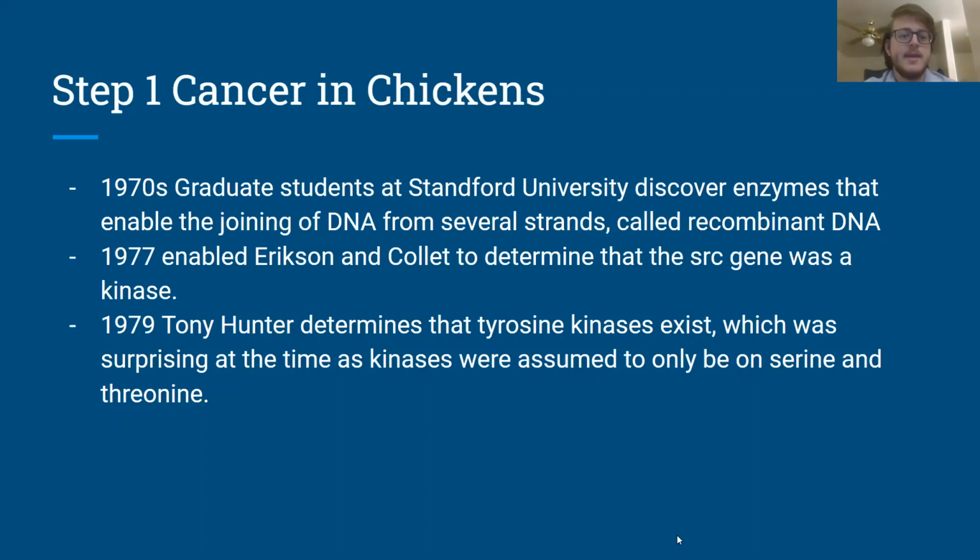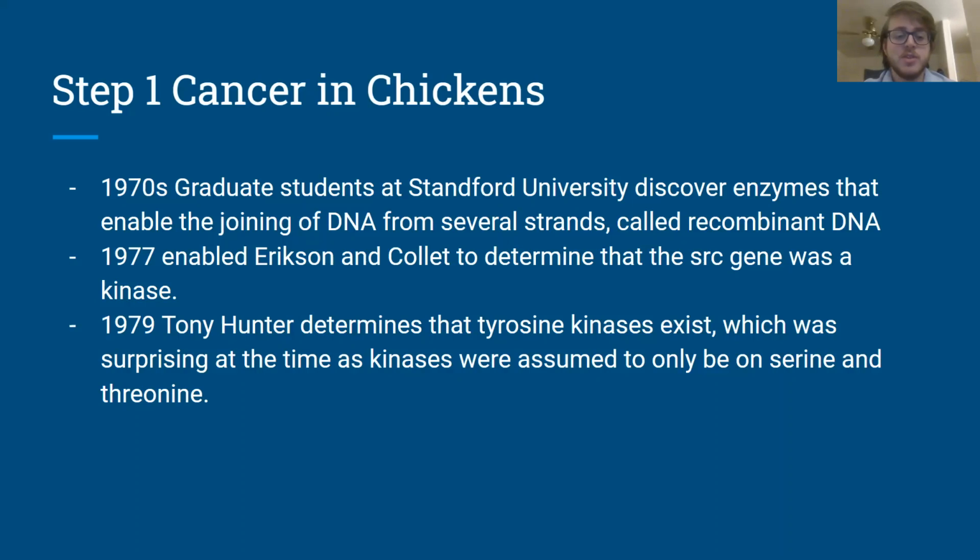All right. And then this is a little bit back. So we were talking about 1976, and now we're back to the 1970s again. But what happened is some graduate students at Stanford University discovered some enzymes that could enable the joining of DNA. That was called recombinant DNA. Another term for it is cloning. But basically, it just allowed for research to be developed and move a little quicker.